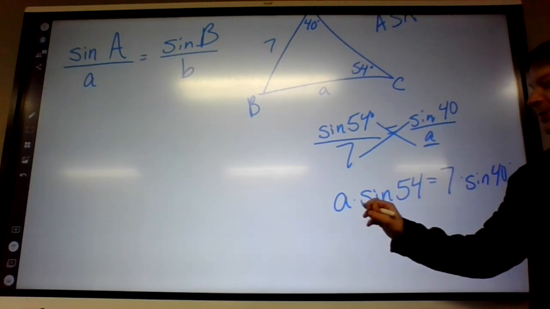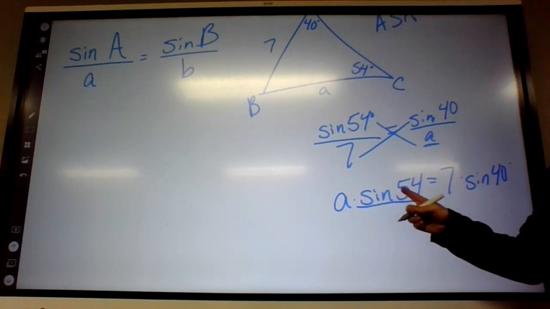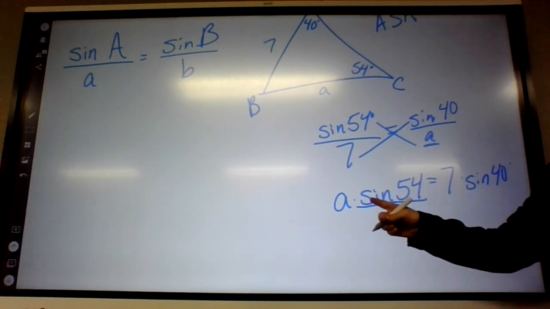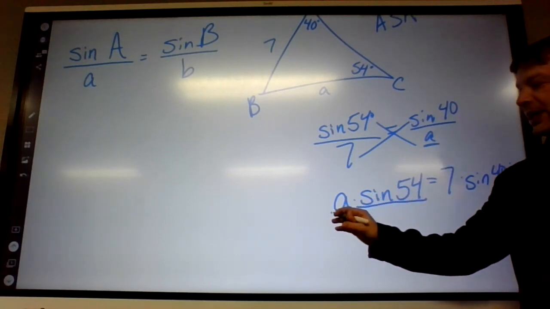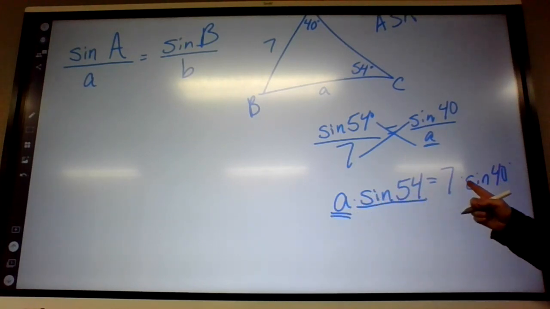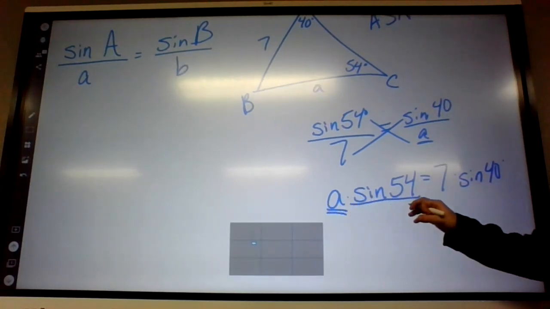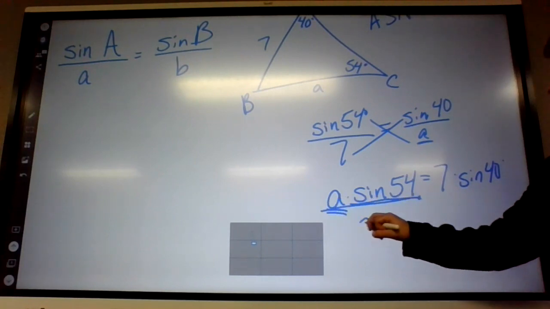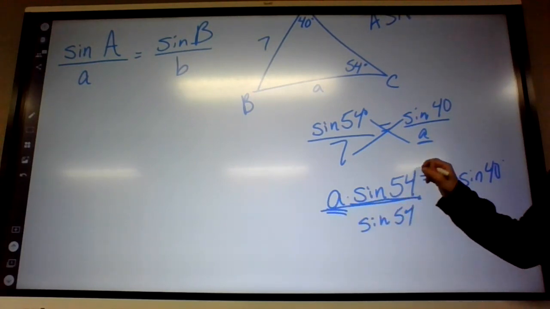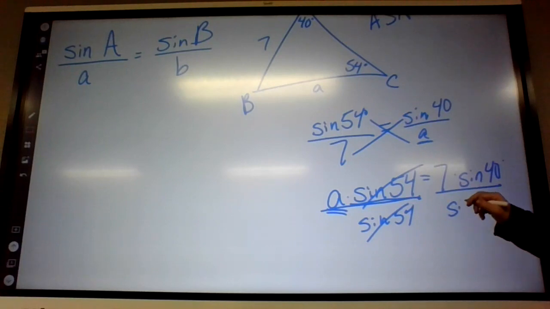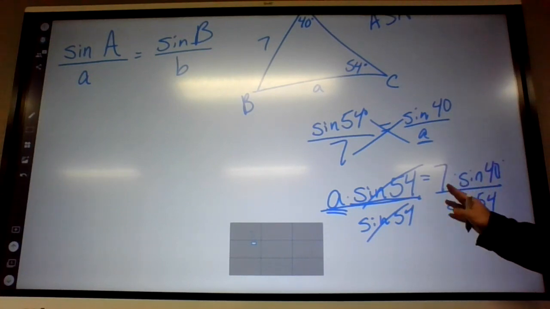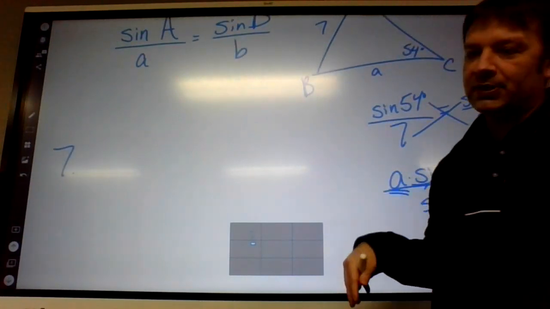So, remember that sine of 54 is just some weird decimal number, right? So how do I solve this equation for A? Divide. Right. Because A is multiplied to sine of 54, you would want to divide by whatever that is. So all you'd have to plug in your calculator is this: 7 times sine of 40 divided by sine of 54. For now, let's not plug it in because I want to go ahead and do number 7. Let's look at 7.